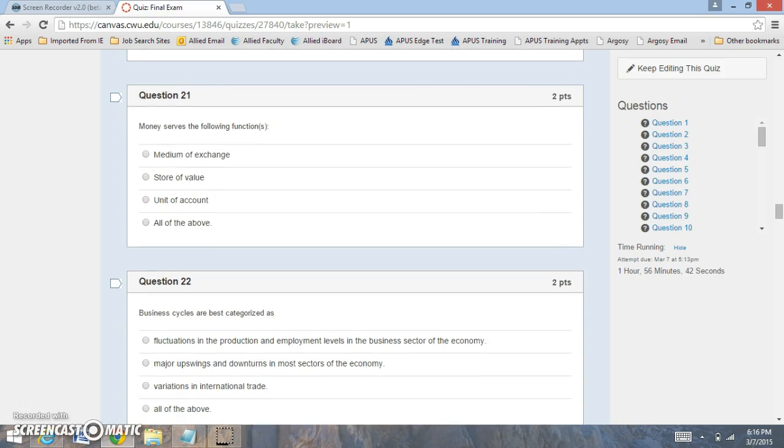Question 21. Money serves as a medium of exchange, store of value, and unit of account. All of those are very important components in the functions of money.